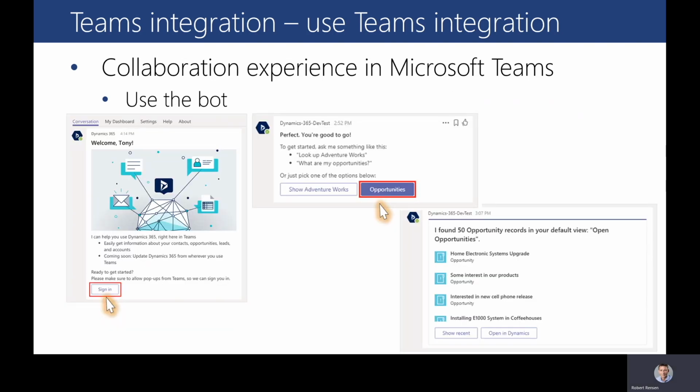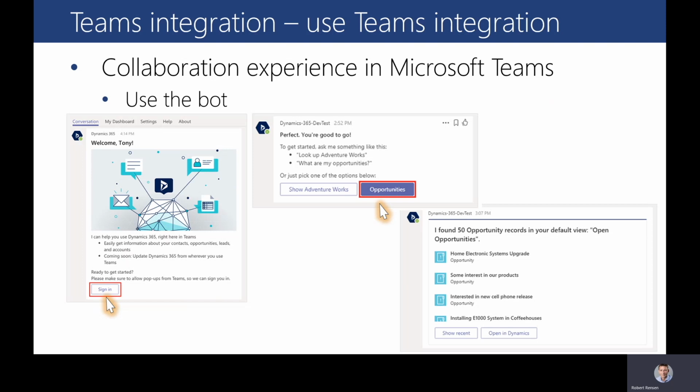The Dynamics 365 app for Microsoft Teams bot feature allows you to search for model-driven app records within Microsoft Teams conversations. You can find and open the Dynamics 365 bot by opening a chat on the left side of Microsoft Teams, and then selecting Dynamics 365. The Conversation tab opens with the welcome message sent by the bot.